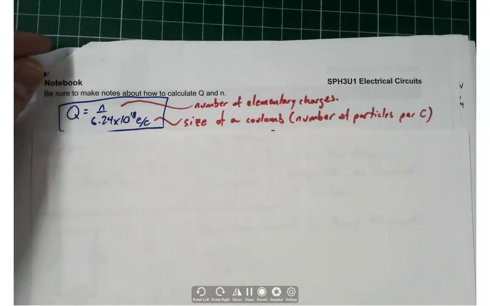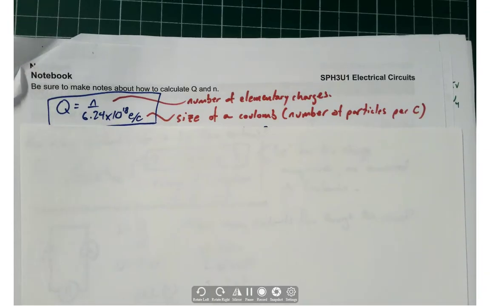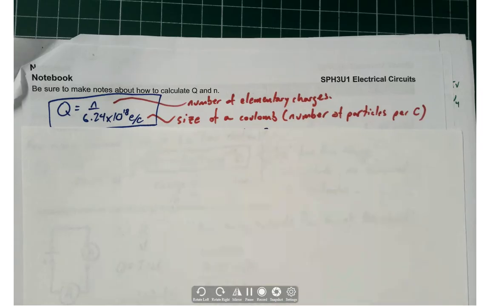If we wanted to formalize that equation just a little bit, we'd say Q is equal to n over 6.24 times 10 to the 18, where n is the number of elementary charges, and 6.24 times 10 to the 18 is the size of a Coulomb in terms of the number of particles per Coulomb.